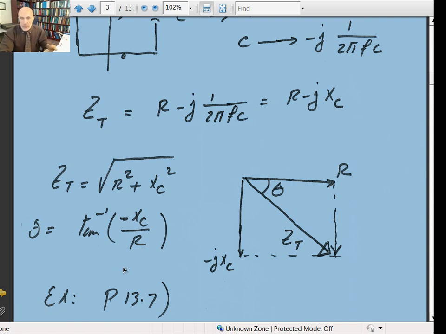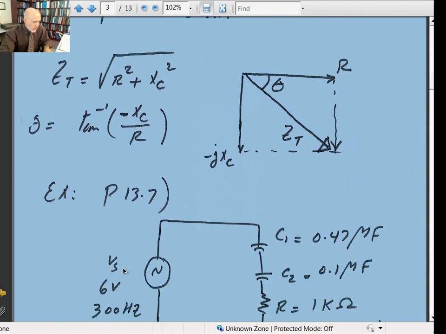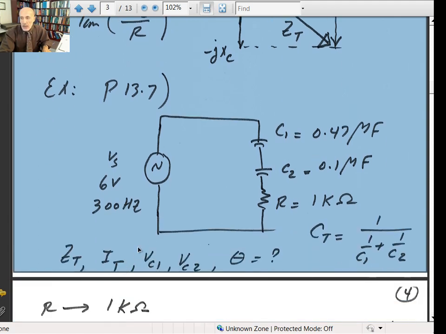Let's take example problem 13.7. It says calculate the value of Z total, I total, and V sub C1, V sub C2, and V sub R, and the angle theta for the circuit shown in figure 36A. They have two capacitors connected in series, 0.47 microfarads and 0.1 microfarads. R is equal to 1K.